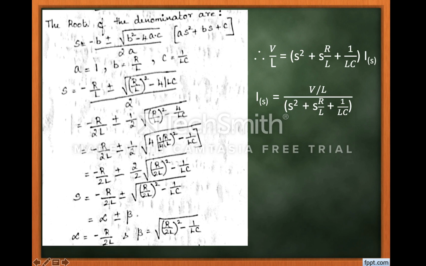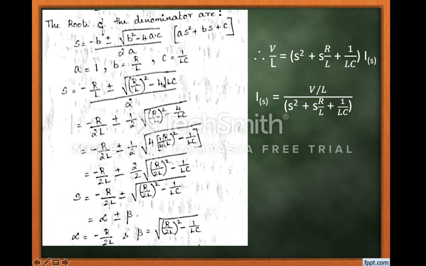So it goes in accordance with the formula s = (-b ± √(b² - 4ac)) / 2a, which you had already studied in maths. And this b term, when you compare it with this term, it will be R/L, and the c term, when you compare it over here, it will be 1/LC, and the a term is 1. So therefore this gets reduced into this kind of an expression.